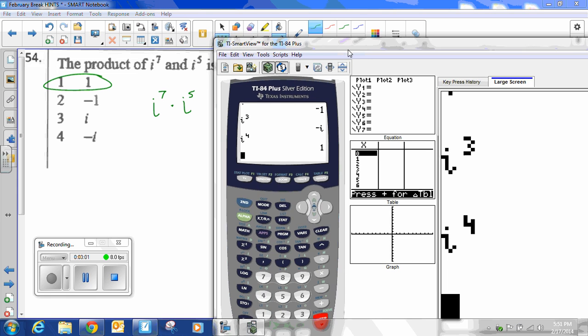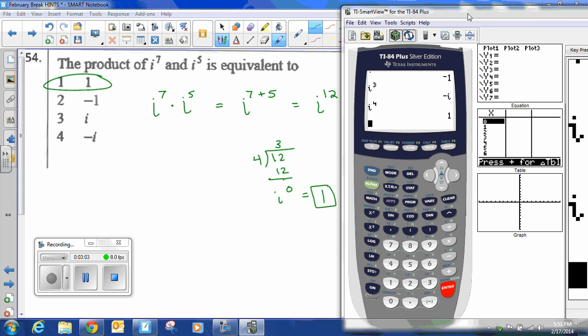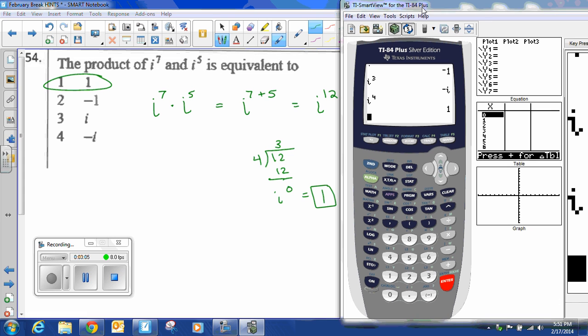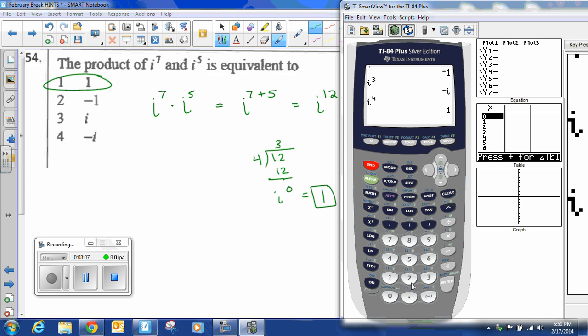So now that we have this, let's plug in I to the 12th power. All right, now what does all this mean? We have basically scientific notation, 1 plus 2 times 10 to the negative 13th power I. This number is so small that it basically is 0. So 1 plus 0 is just 1.